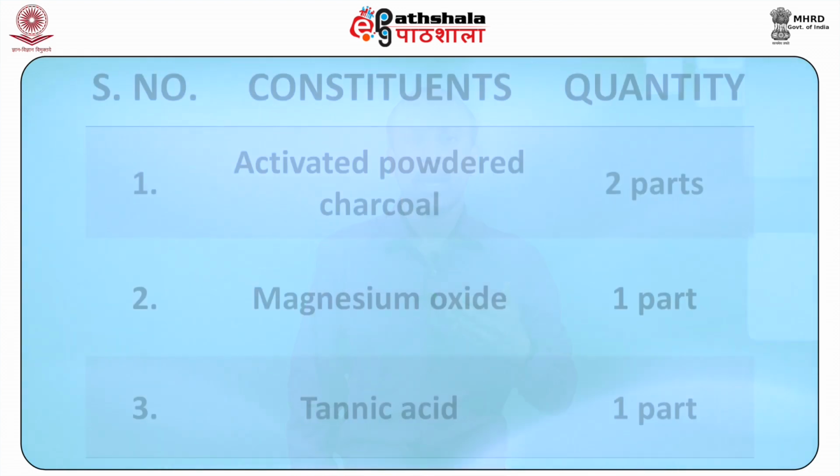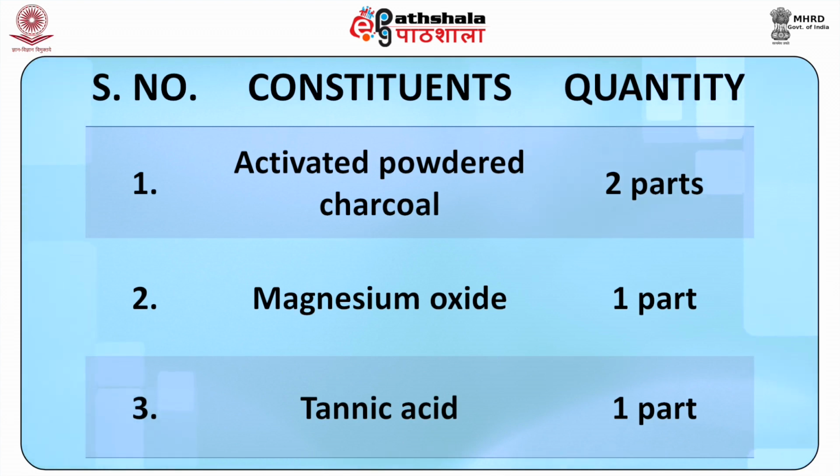aid measure at homes. Universal antidote comprises activated powder charcoal 2 parts by weight, magnesium oxide 2 parts by weight, tannic acid 1 part by weight. 15 grams of this powdered mixture should be added to half a glass of warm water before consuming and may be repeated once or twice.